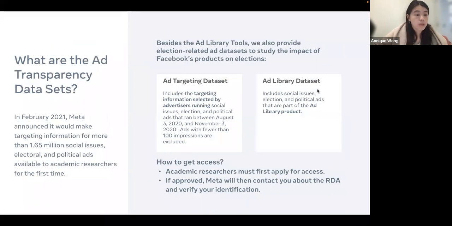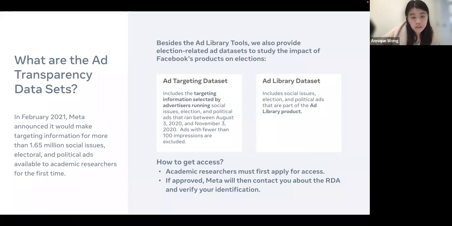Great. So besides the ad library tools that I started with, we also provide election-related ad data sets to study the impact of Facebook's products on elections. And in February 2021, Meta announced it would make targeting information for more than 1.65 million social issues, electoral, and political ads available to academic researchers for the first time.